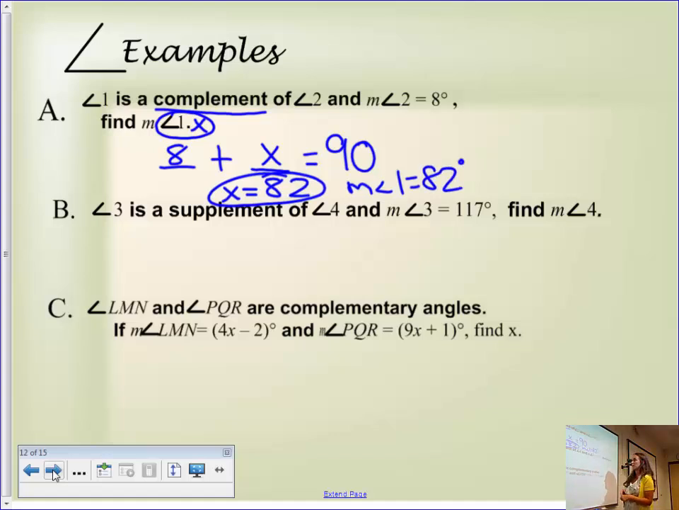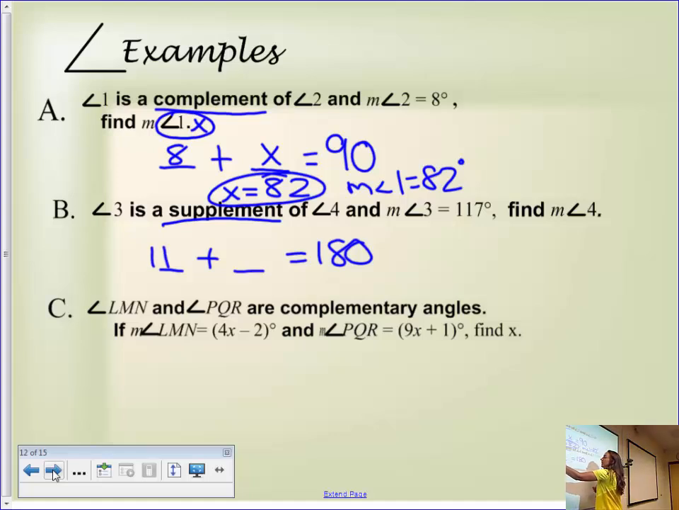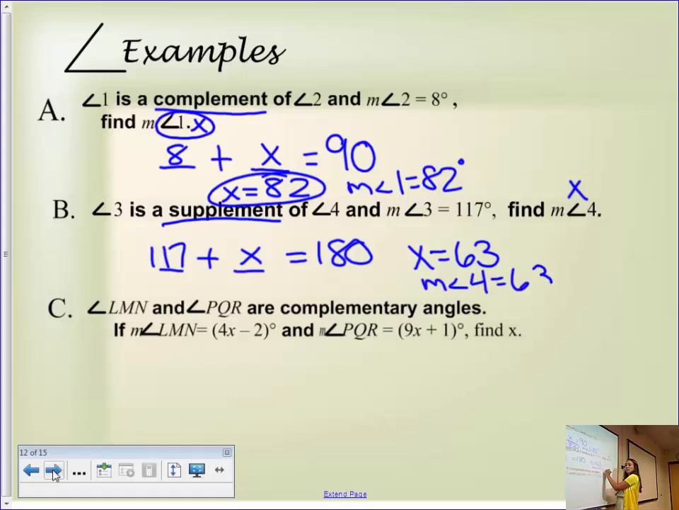The second one says angle 3 is a supplement to angle 4, and angle 3 is 117. Supplement means you have two angles that add up to 180. It tells you that angle 3 is 117, and I'm just going to put an x for the measure of angle 4. So when we add 117 plus x and set it equal to 180, solve that equation, you get x equals 63. So the measure of angle 4 is equal to 63 degrees.